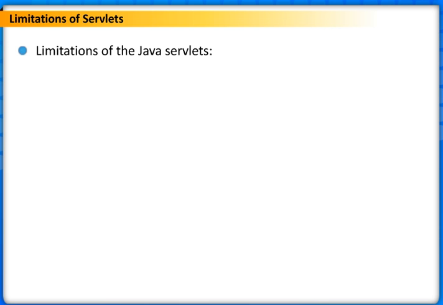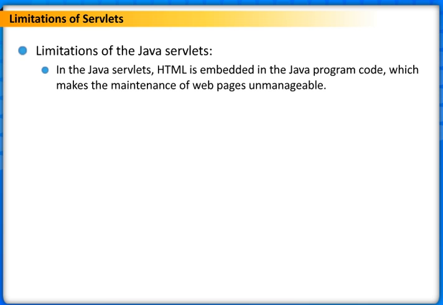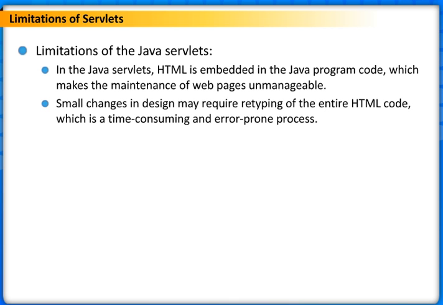In the previous session, you learned that the Java servlet is the earliest technology of Java to be used in web application development. However, using only servlets to develop a web application may lead to some limitations. In the Java servlets, HTML is embedded in the Java program code. As all the HTML code is written using the out.println method of the Java language, it makes the maintenance of web pages unmanageable. Once all the web pages are finalized, even a small change in the design may require retyping of the entire HTML code. This process is time-consuming and error-prone.